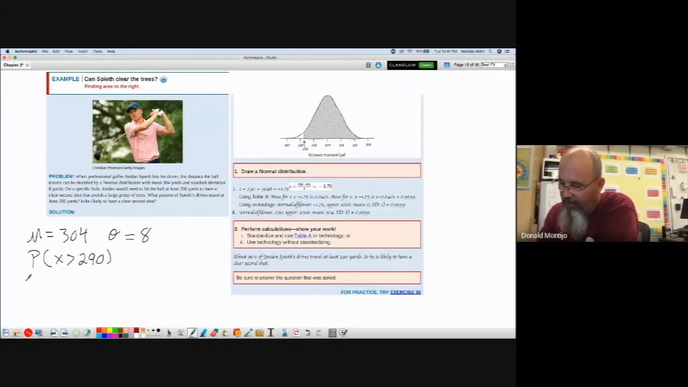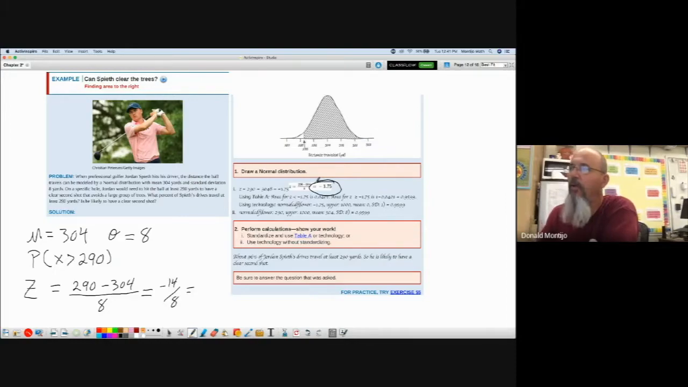To do that, to standardize my scores, z equals my score minus the mean, divided by the standard deviation. So I have negative 14 divided by 8, which, as you can see up here, is negative 1.75. Okay. I'm trying to find what percent of his drives are greater than. That's why this area has been shaded to the right, greater than. But table A can't do greater than. Table A only finds less than.